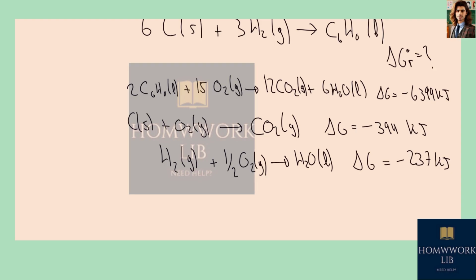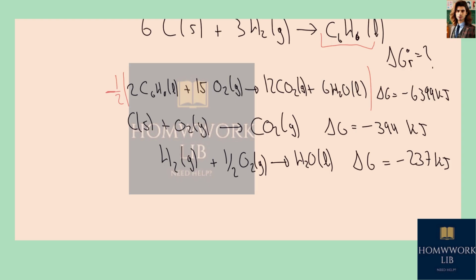So first of all, we need to identify the number of reagents and of products that we're going to get. In this case, we need to multiply. On the side of the products, we're going to have the C6H6. So we need to invert the first reaction and multiply it by a 1/2 factor.